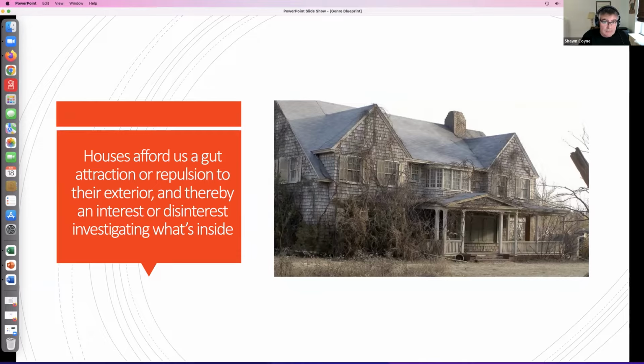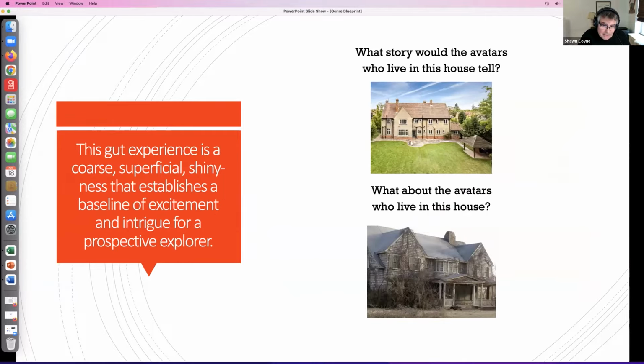So this house is much, much different than the previous house. So the gut experience of a house, right? It's coarse, it's superficial, it's shiny, and it establishes kind of like a baseline of excitement or intrigue for us as prospective explorers, right? So all of those like Trulia and Home Watch, all that, they call it like real estate porn. It's kind of like moving and showing all these different kinds of structures so that they can excite us and intrigue us so that maybe we'll consider buying them before we even leave our chair.